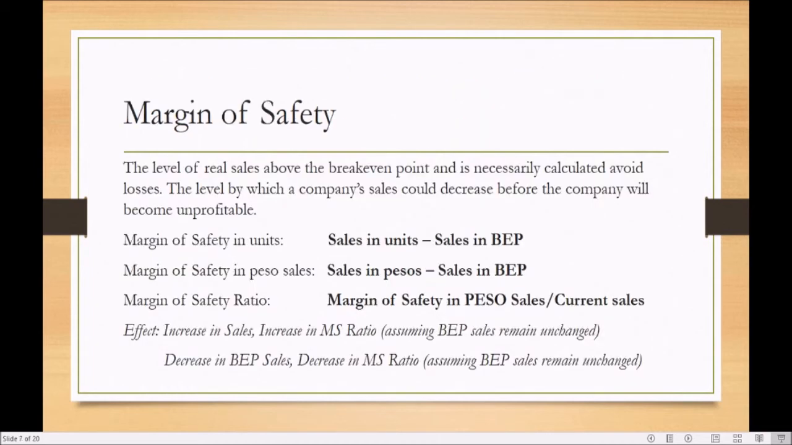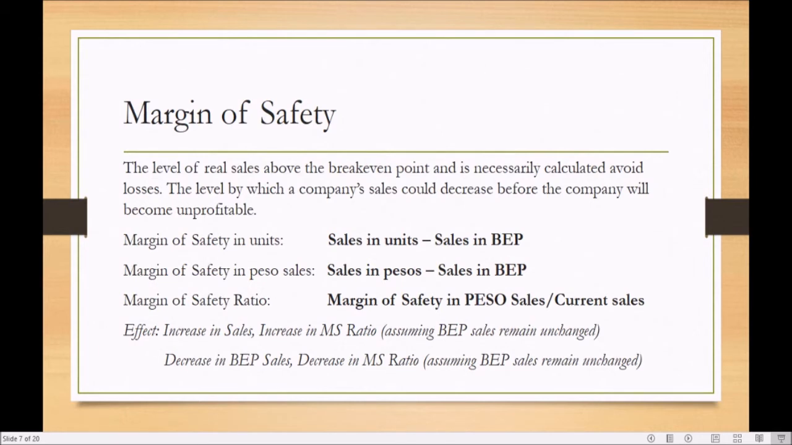Next, let's talk about margin of safety. The margin of safety is the level of real sales above the break-even point and is necessarily calculated to avoid losses. The level by which a company's sales could decrease before the company will become unprofitable.